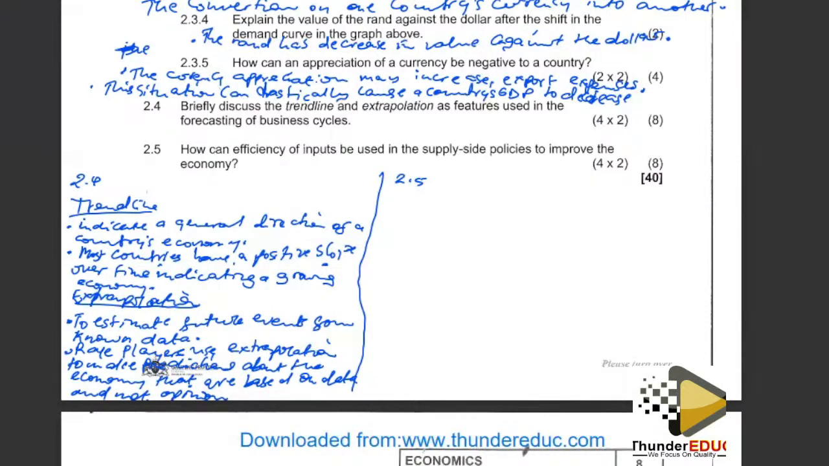Okay, right. So now read and continue. How can efficiency of inputs be used in the supply side policies to improve the economy? Inputs refer to all the costs involved in the production of goods and services. When inputs are used more efficiently, the production cost of the producers will decrease. Also, taxes must be fair for businesses to be encouraged to produce high levels of production. Individuals become motivated to work when taxes are fair, which could lead to higher productivity levels. Productivity levels refer to individual production of goods and services.